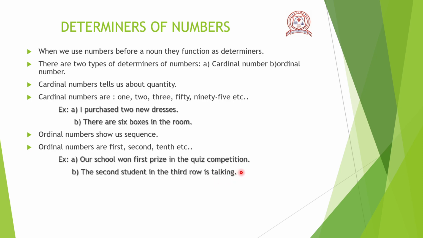Let me just revise to you. There are two types of determiners of numbers. They are cardinal number and ordinal number. And when you use a number before a noun, they function as a determiner. Cardinal number tells us about quantity, whereas ordinal number shows us sequence. Cardinal numbers are 1, 2, 3, 50, 95, etc. You can add your own numbers there, whereas ordinal numbers are first, second, tenth, etc. I hope you understood about determiners of numbers.